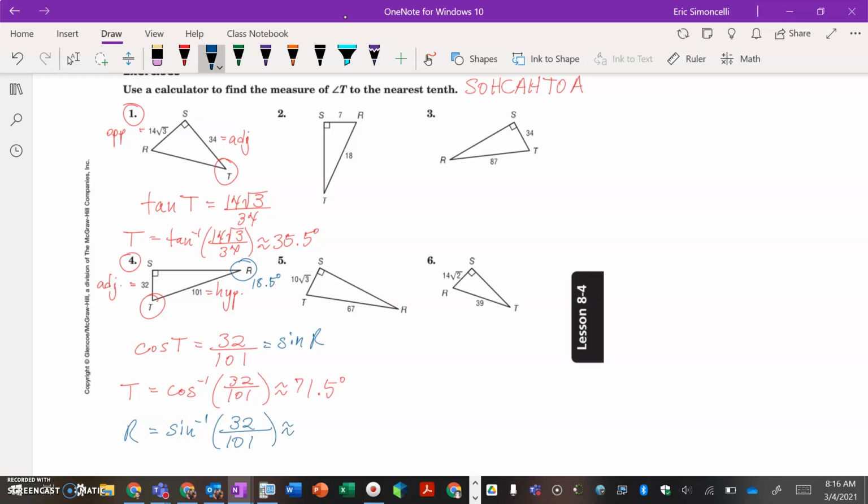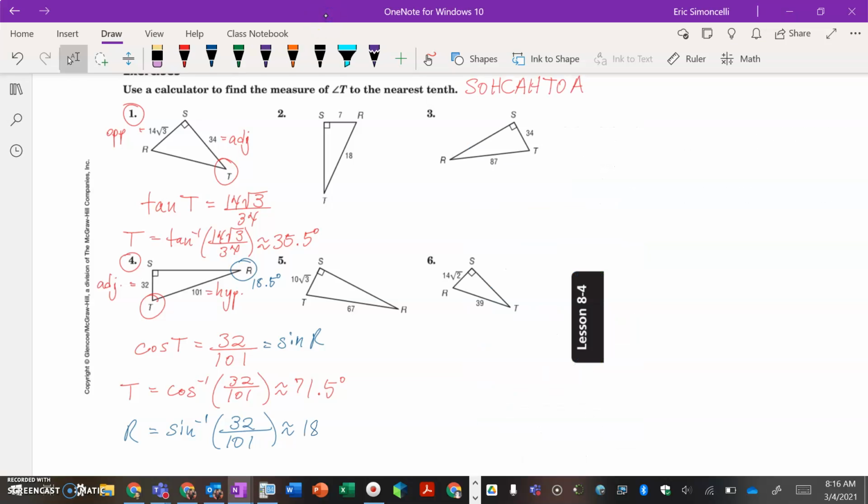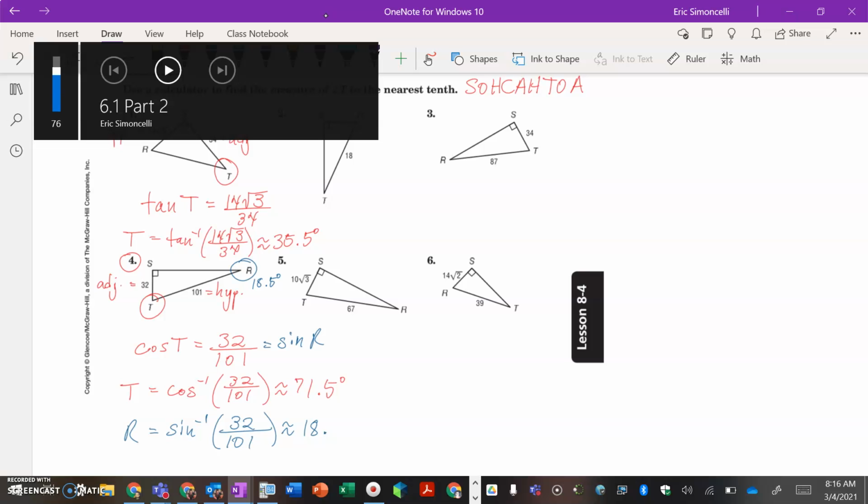So on your calculator, yet again, let's prove, we already know the answer is 18.5. Well, let's prove that the inverse sine of 32 over 101 is another option for us. If we do that, certainly you see there, of course, 18.5 degrees. And the decimal isn't even off by a little bit. It's the exact same thing. So 18.5 as I'm rounding as my final answer required. And there you have it.